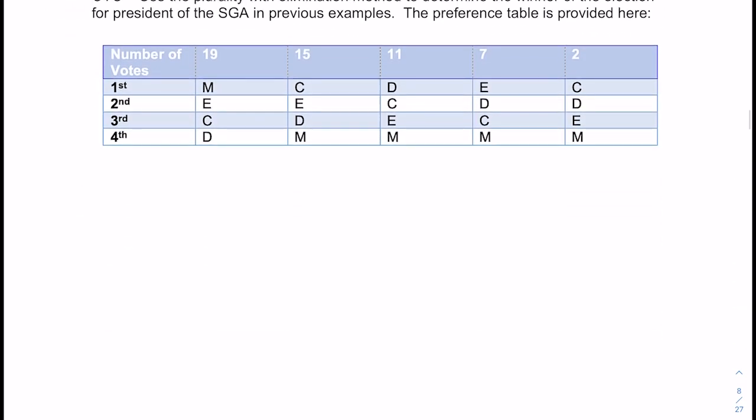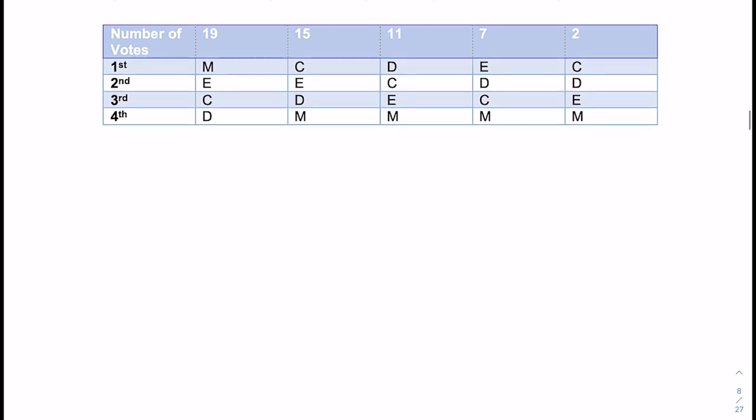You can pause the video now and try doing the plurality with elimination method on your own here with the student government problem.